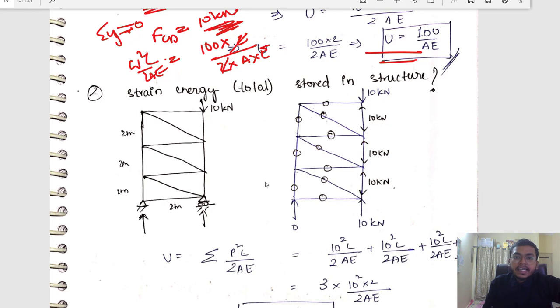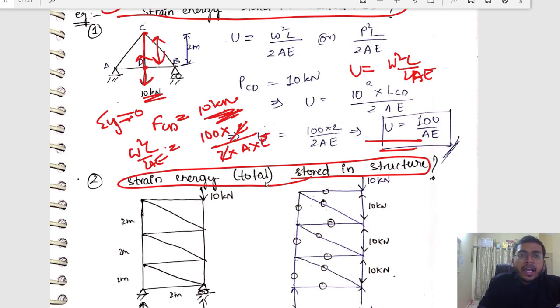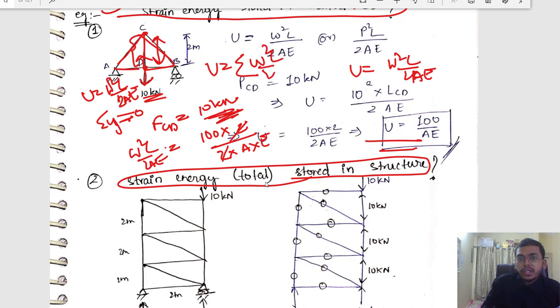Now calculate what is the strain energy stored in the structure. So he is asking to find strain energy stored in the structure. If we want to know the strain energy in a particular member, we have found the axial forces, and my strain energy was W square L by 2AE, right? Very similar to that, if I want the energy stored in the entire structure, you have to find the axial forces in all the members and do the summation. Your strain energy will be sigma W square L by 2AE. That's it. You will be getting your answer.